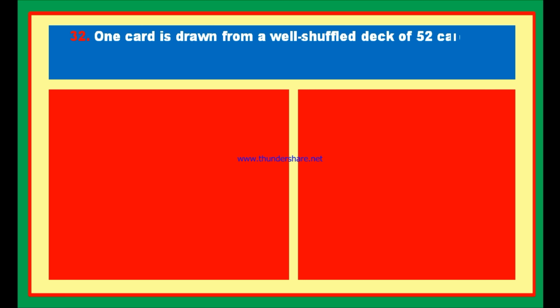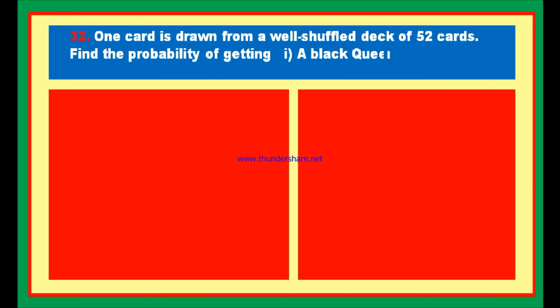Another question now. One card is drawn from a well shuffled deck of 52 cards. Find the probability of getting a black queen, a face card, a red face card, and a red jack. I shall repeat. One card is drawn from a well shuffled deck of 52 cards. Find the probability of getting a black queen, a face card, a red face card, a red jack.